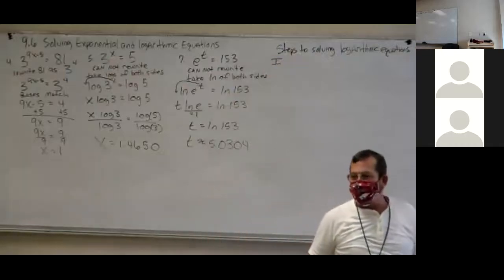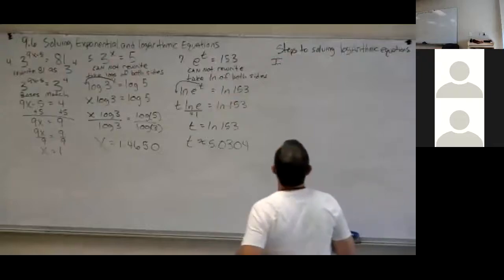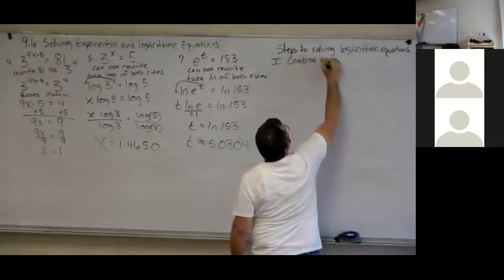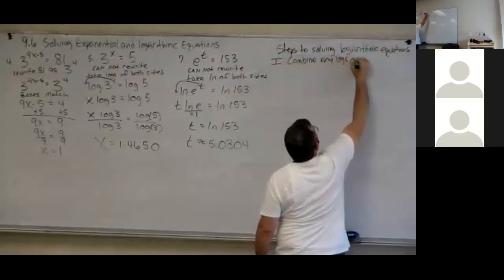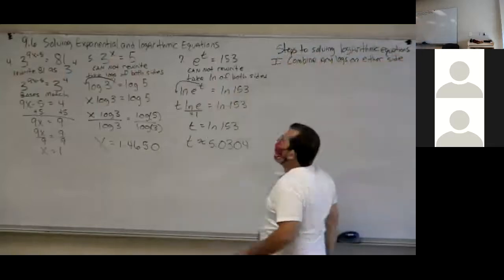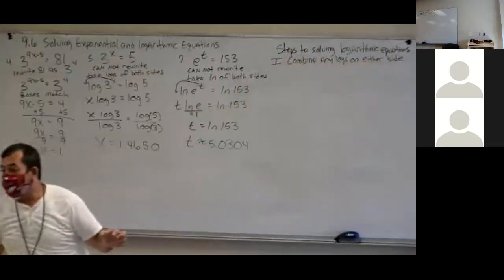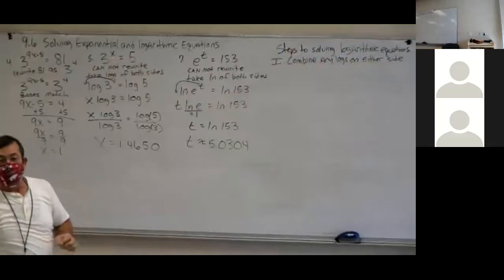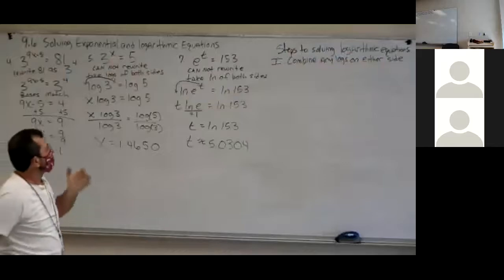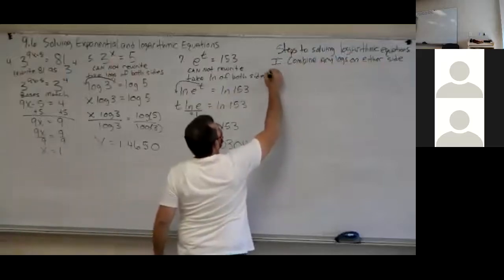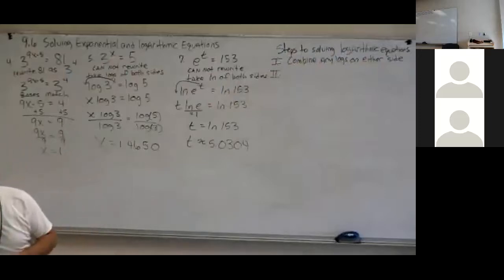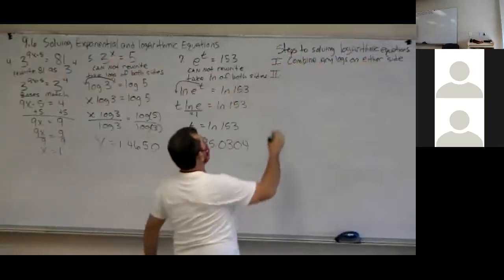First thing you got to do, combine any logs on either side. So if they're being added on one side, you write them as a product and they get multiplied. If they're being subtracted, you write them as a quotient and they're being divided. Do we have log bases that match on each side?